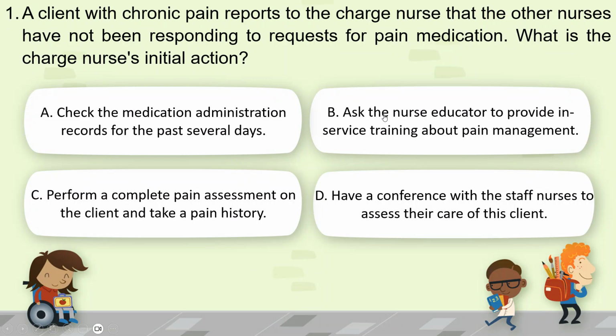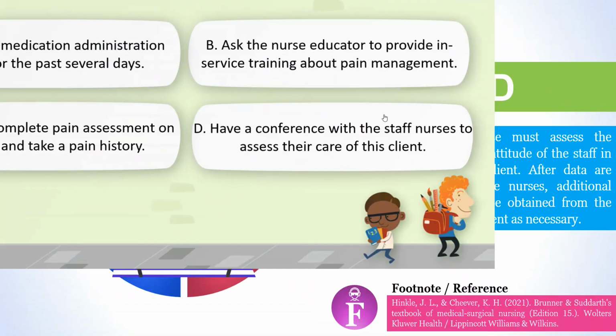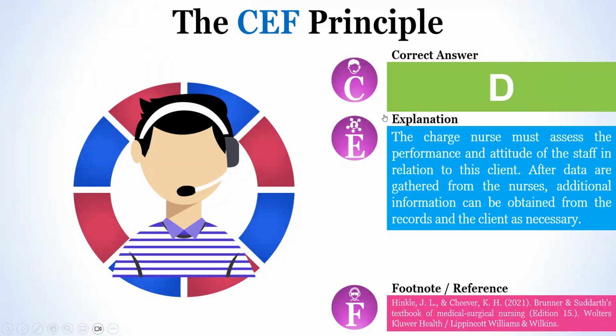specifically the medication nurse. So the best answer for number one is letter D, have a conference with the staff nurses to assess their care of this client. And of course, the charge nurse must assess the performance and attitude of the staff in relation to this client. After data are gathered from the nurses, additional information can be obtained from the records and the client as necessary. And the educator may be of assistance if a knowledge deficit or need for performance improvement is the problem. And our focus this time is basically on prioritization and at the same time on supervision. Answer for number one, letter D.